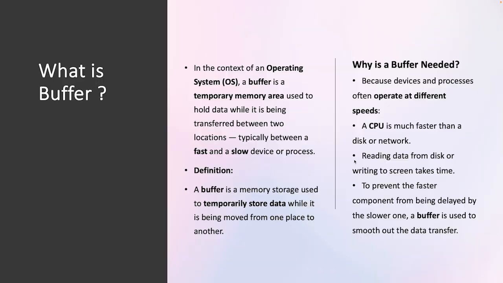So what is a buffer? In terms of operating system concepts, a buffer is a temporary memory which is part of the primary memory, which is basically used for faster operations, and it is used for storing temporary data. So when we need to store a small amount of data temporarily and we need fast read and write, then we should use a buffer.